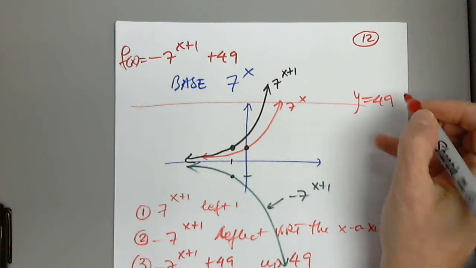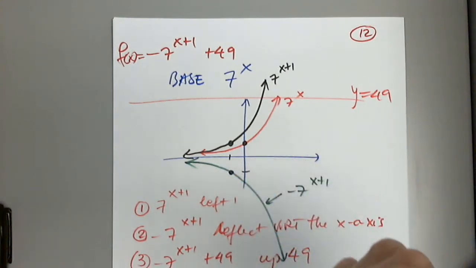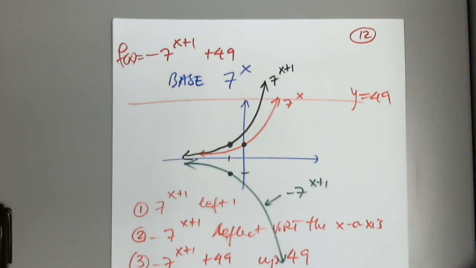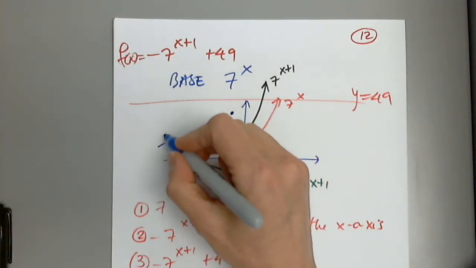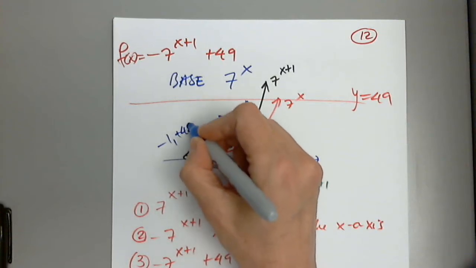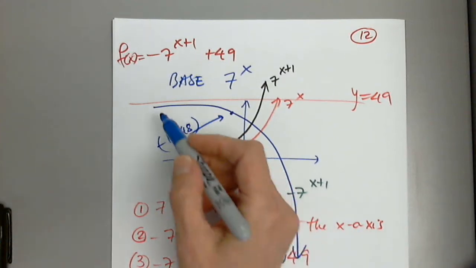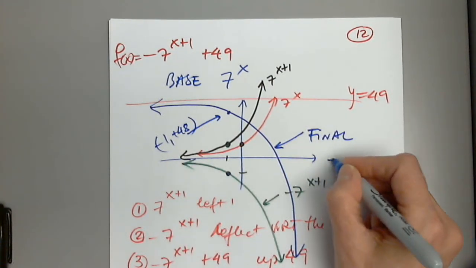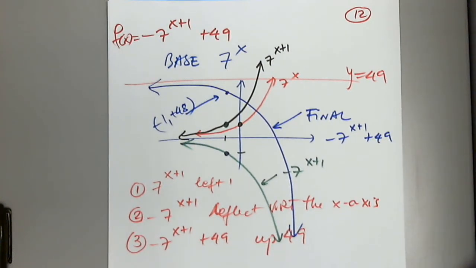Y equals 49. Where does my special point go now? This point. Yes. So it will go to negative 1 comma 48. Correct. So this point will be negative 1 comma positive 48. Here it is. Very good. Well done. So this is the final graph, negative 7 raised to x plus 1 plus 49. Well done.